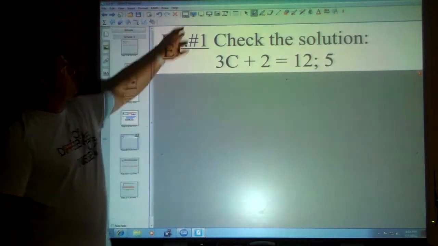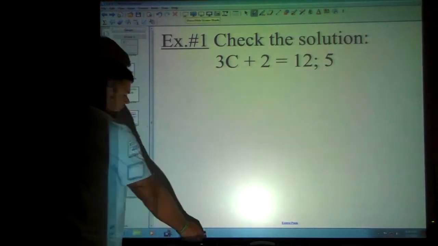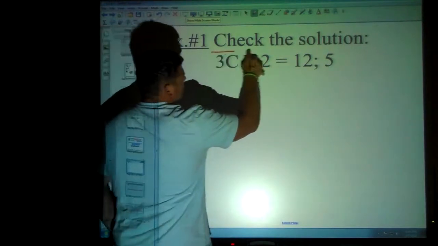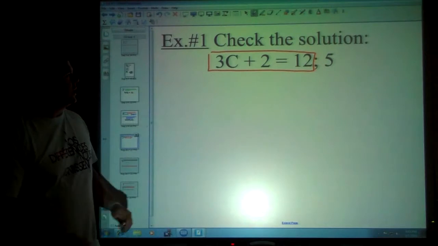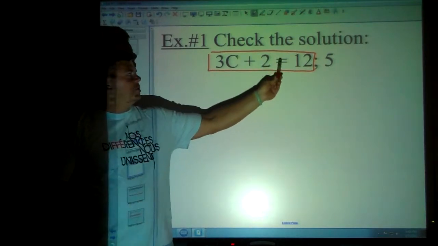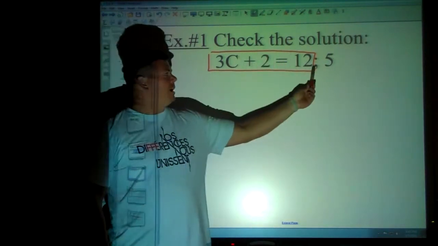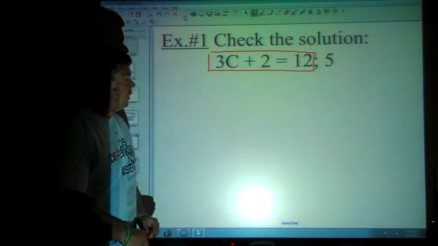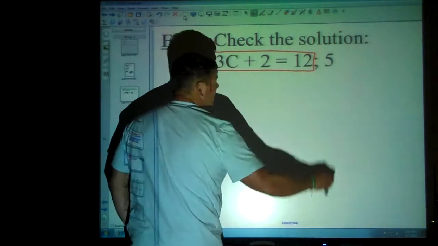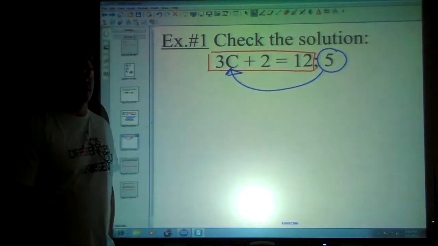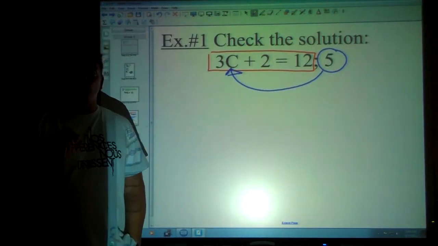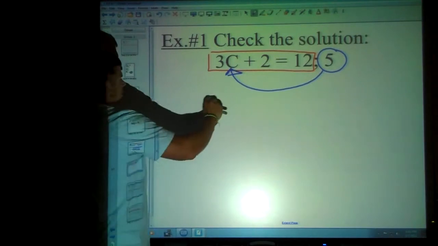First example, check the solution. Now, we're given an equation right here, and you'll have some problems that are similar to this tonight. 3c plus 2 is equal to 12. You'll notice the semicolon and then a 5. What it wants to know is, is this going to work if we stick it in there? Would it actually make it a true sentence?